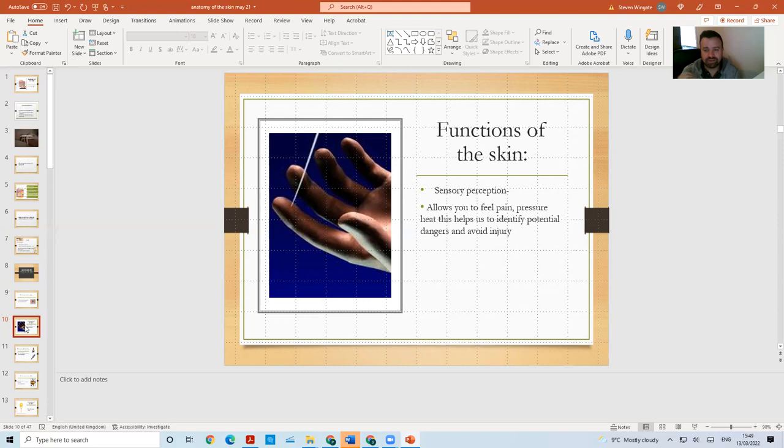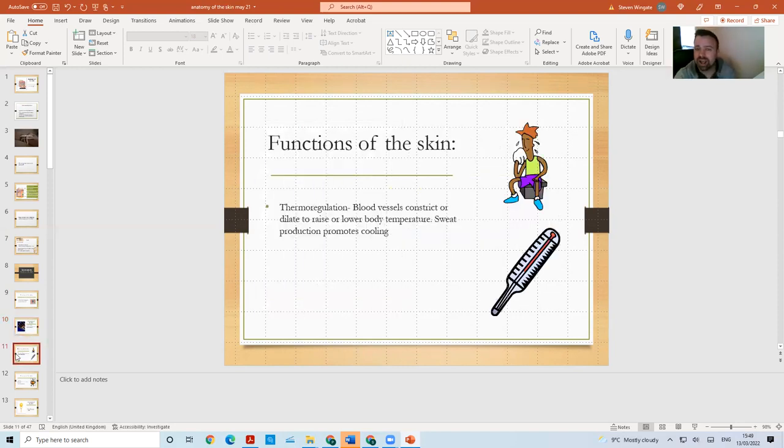The skin is also part of our nervous system, and it allows our sensory perception. So it allows us to feel pain, pleasure, heat, and identify potential dangers and avoid injury. And equally, when we get that goose pimple feeling and those hairs standing on end, that's our subconscious level warning us that something's not quite right, and it puts us in the fight or flight syndrome.